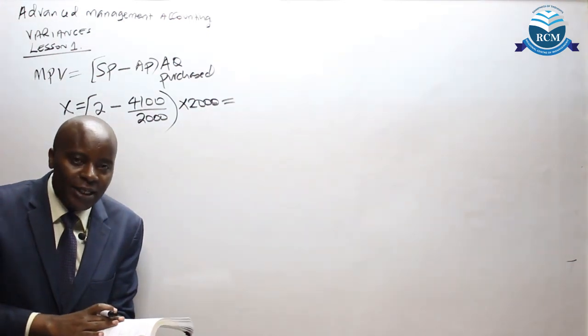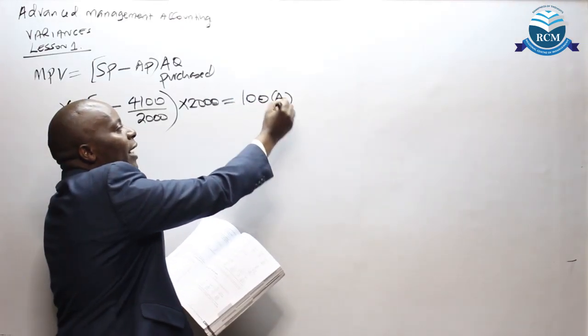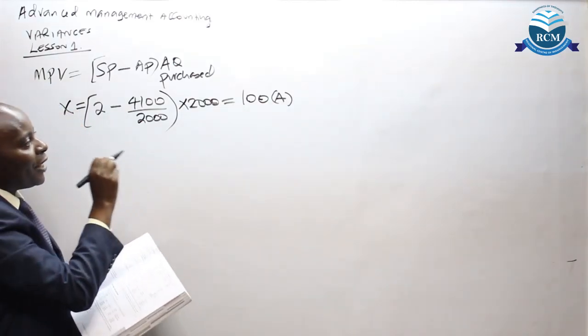Using your calculators, you should be able to give us this variance. How much did we get? 100 negative, isn't it? But we don't write negative. We simply know that that is bad performance. We put in brackets there, adverse.